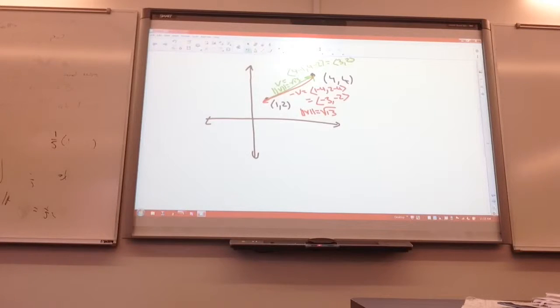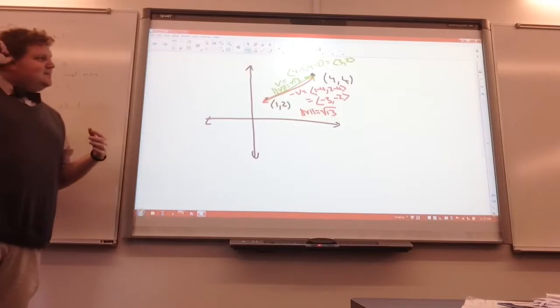Why would that be the case? Magnitude is what? Length. Right, it's a length. Can length ever be negative? Does that make any sense? No. Negative length doesn't make any sense.